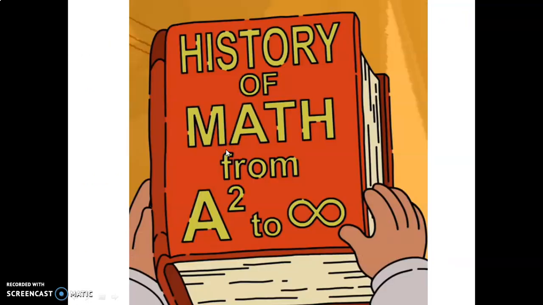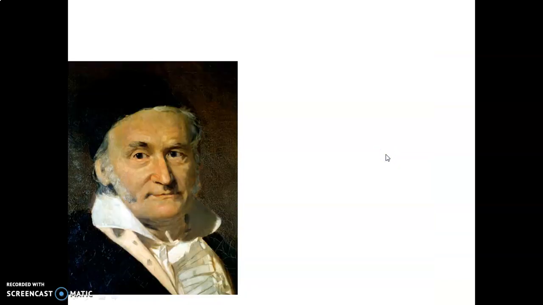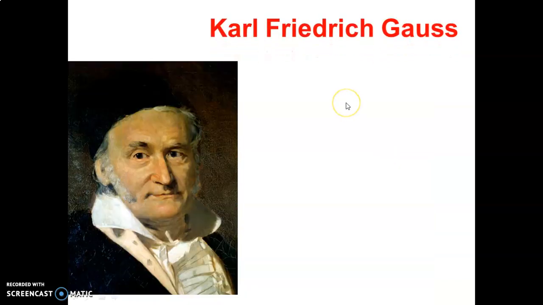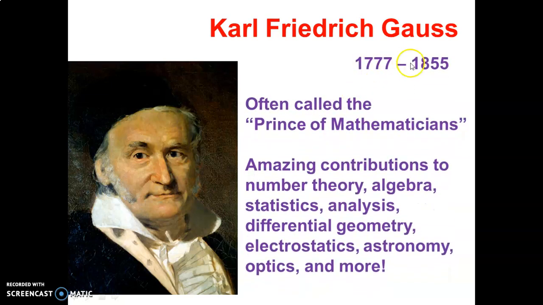Okay, now to continue with this lesson, let's look back on the history of math for a little bit. We have this man here. His name is Carl Friedrich Gauss. He lived between these years, and he is often called the Prince of Mathematicians. He contributed amazingly to number theory, algebra, statistics, analysis, differential geometry, electrostatics, astronomy, optics, and so much more.